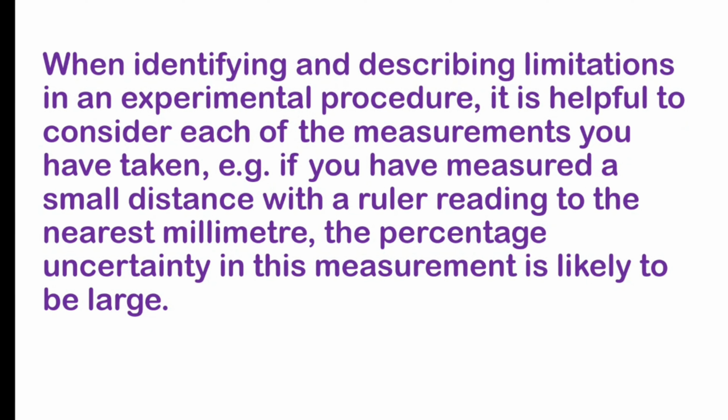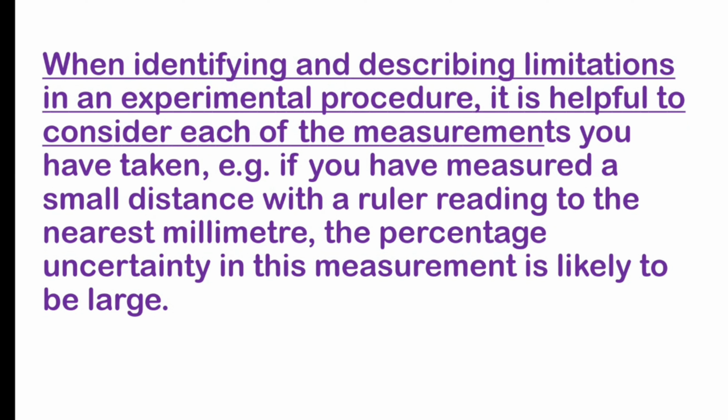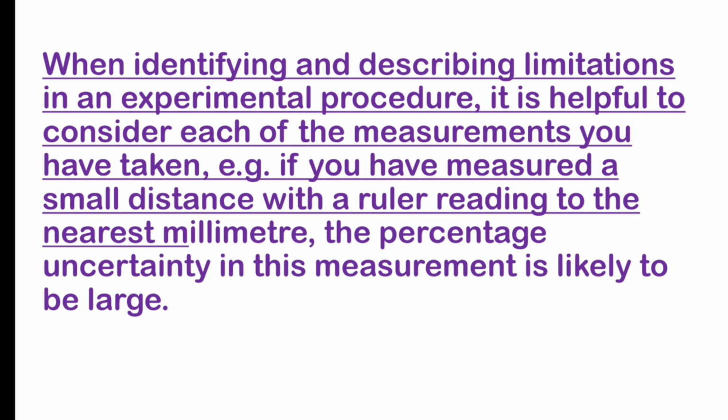When identifying and describing limitations in an experimental procedure, it is helpful to consider each of the measurements you have taken. Example, if you have measured a small distance with a ruler reading to the nearest millimeter, the percentage uncertainty in this measurement is likely to be large.